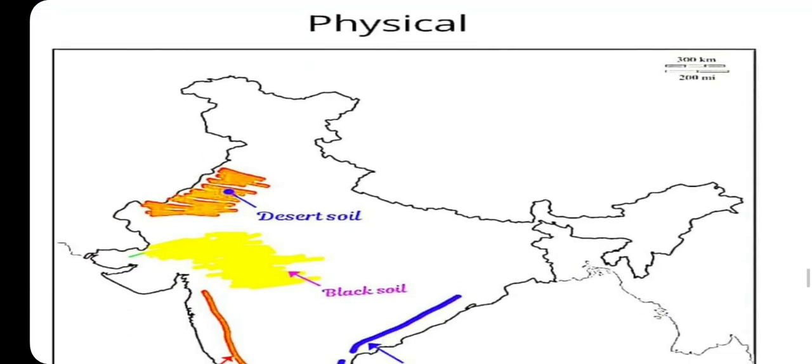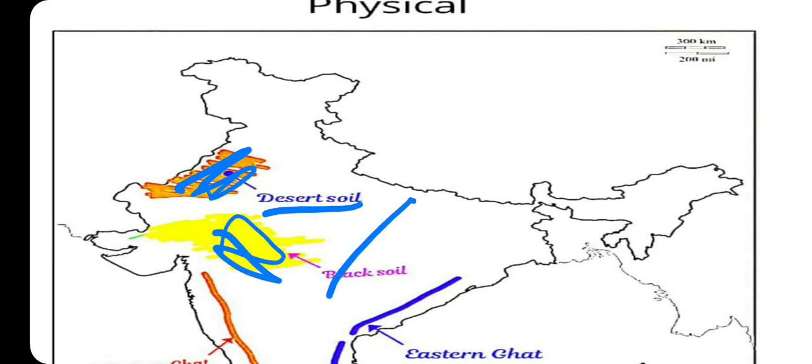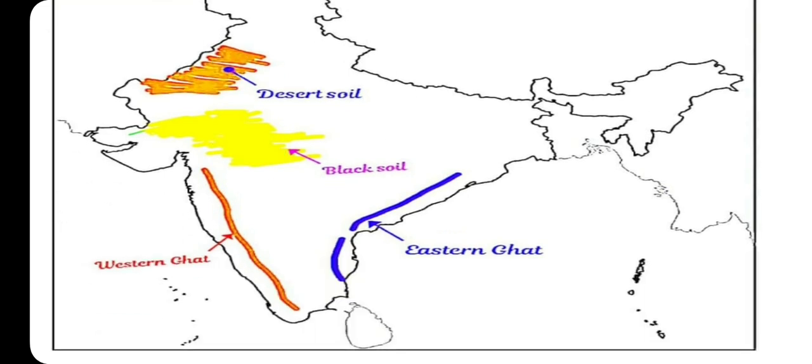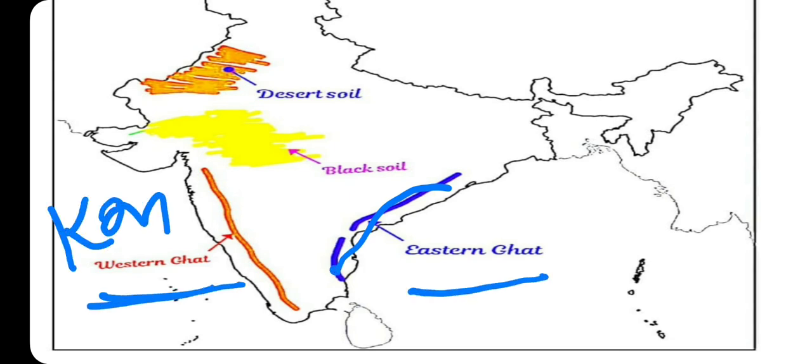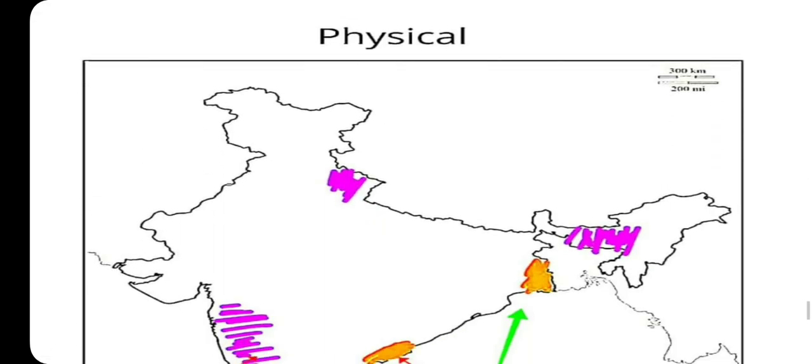Now, physical map, the last physical part. Desert soil, black soil. Here it will come to desert soil and black soil. Next, the Eastern Ghats coast is known as the Coromandel coast. The Western Ghats coast is known as the Konkan coast. Konkan coast, Coromandel coast.